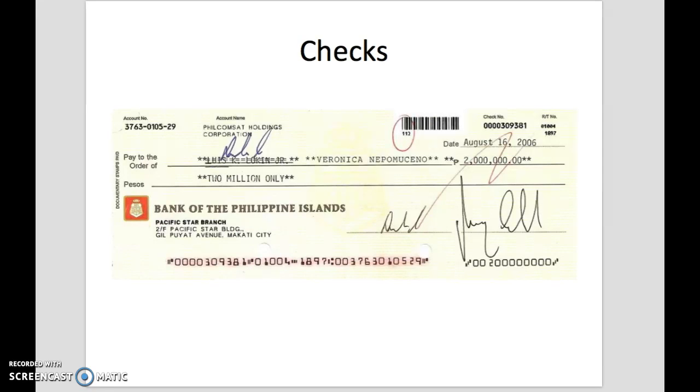What you see here in front of you is an example of a check. Here we have the check of the Bank of the Philippine Islands. This is signed by this person here, let's say Juan de la Cruz, and his wife. This is addressed to Veronica Nepomuceno with the amount, date, and the amount in words. And here we have your account number and the account name.